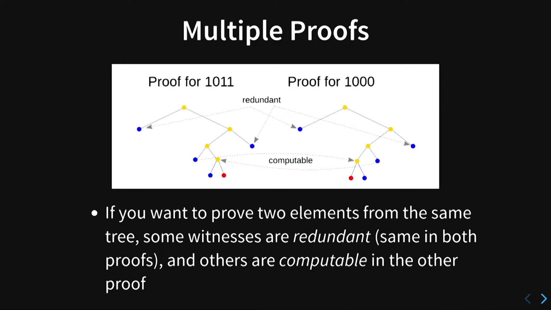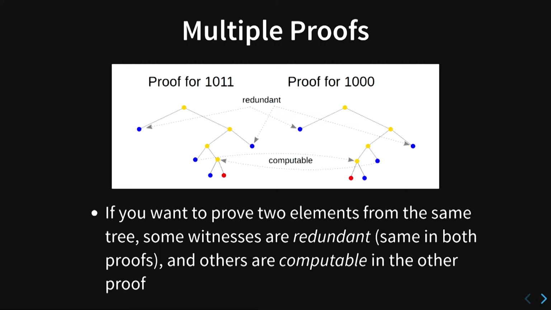However, that's a little bit redundant, because as you see at the top, some of those witnesses are the same in both trees. They're both the exact same node in the same position of the same tree, so they'll have the same hash. So why are you sending them along twice? It's inefficient. The other one is a little bit more subtle, the computable ones. Some of the elements are yellow in one proof, which means that they were computed, hashed together by the user, so they didn't need to get transmitted along with the proof, whereas they are witnesses in the other one, right?